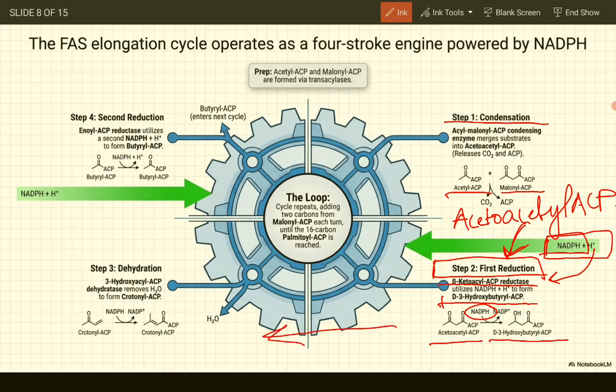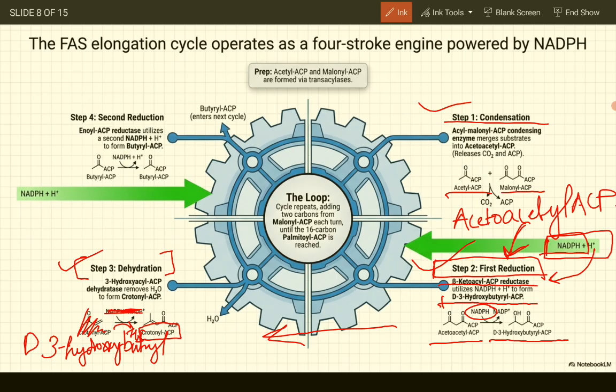Then comes the third step. The third step is dehydration. The first was condensation, then reduction, then dehydration. So now the 3-hydroxybutyryl ACP is converted into crotonyl ACP. D3-hydroxybutyryl ACP is dehydrated, one H2O molecule is released to produce crotonyl ACP through dehydration.